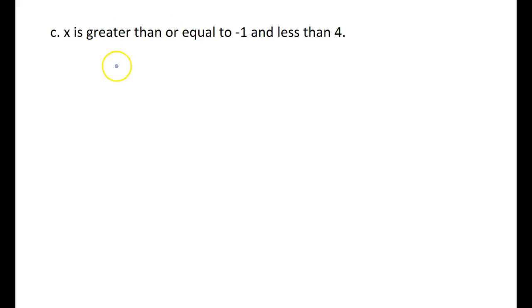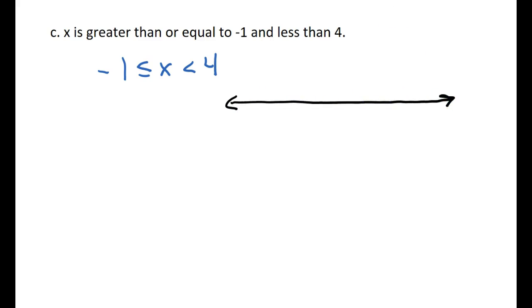This one says x is greater than or equal to -1. So x is greater than or equal to -1, and it's less than 4. So on a number line, I will put a square bracket at -1 because x can equal -1, and I'm going to put a parentheses at 4, and we will shade everything in between. In interval notation, that will be -1 to 4.